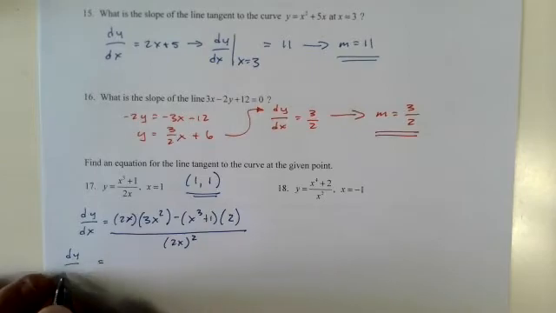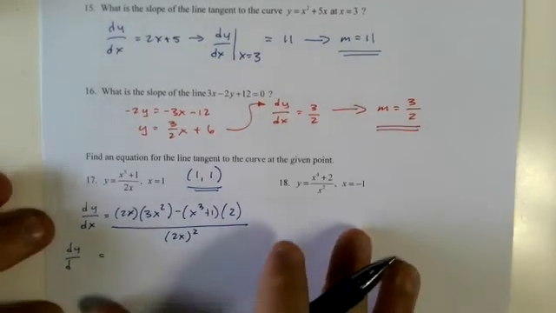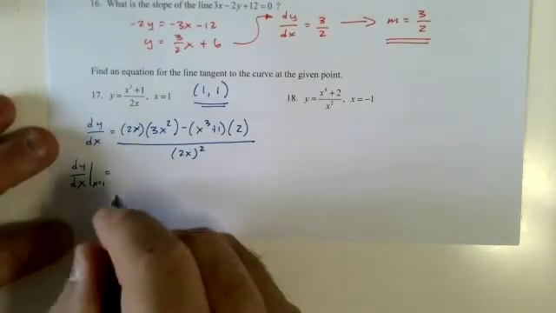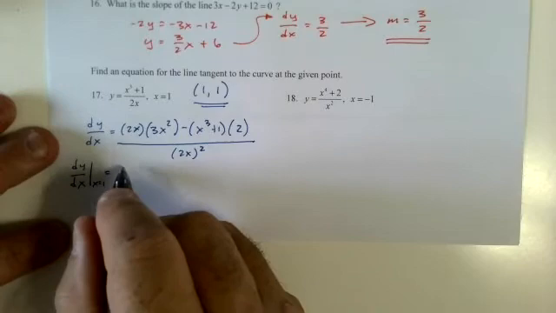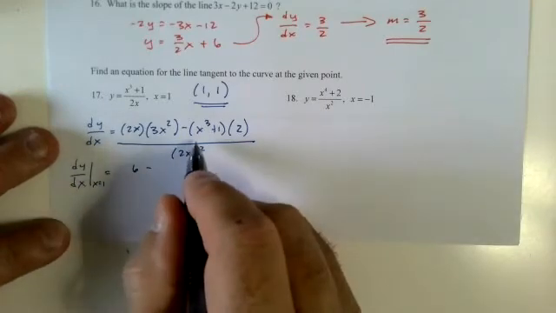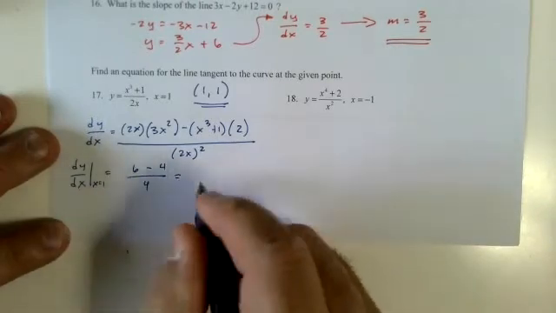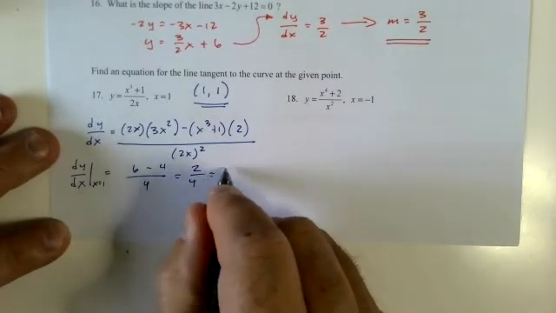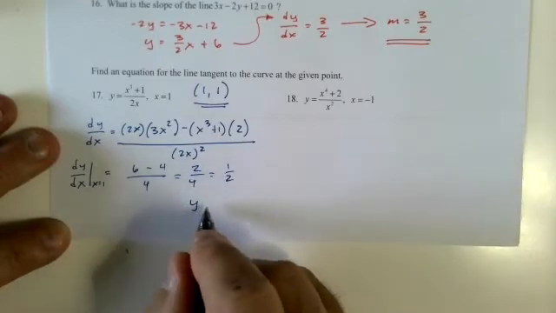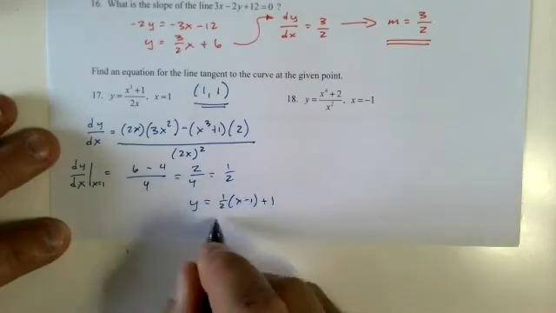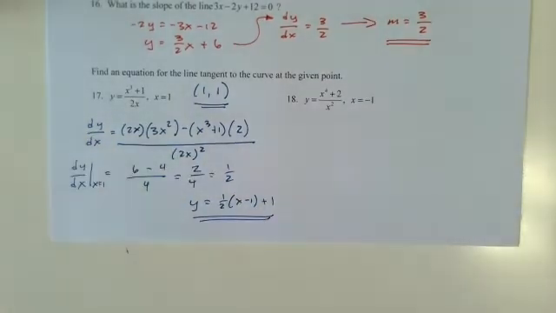Let's do that. dy dx at x equals 1. 2 times 3, 6 minus 2 times 2, 4 over 4 equals 2/4 equals 1/2. Y minus 1 equals 1/2 times x minus 1 plus 1. That's me being lazy, slapping the plus 1 on the other side. Mostly because that was more or less out of space.